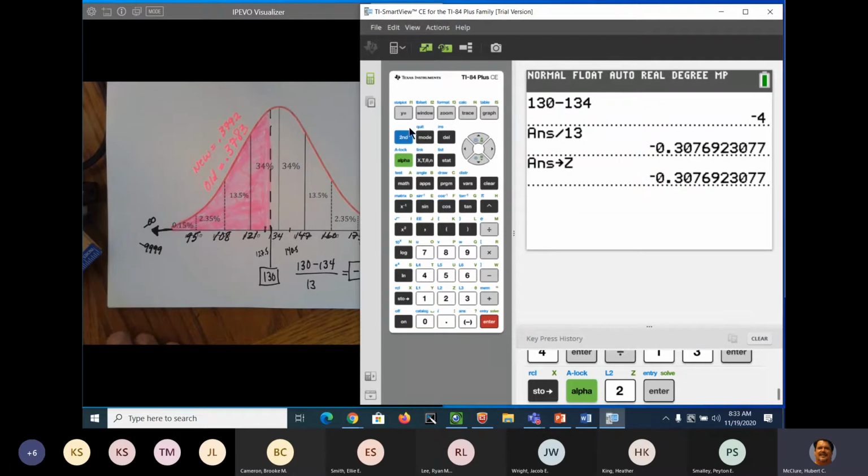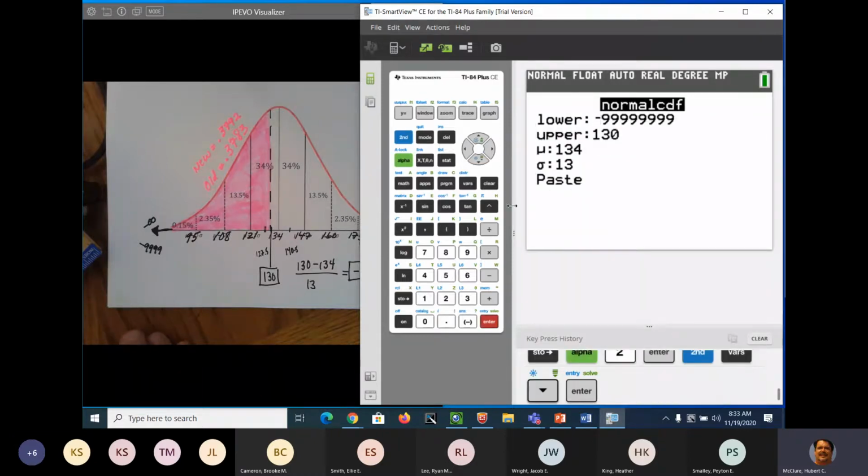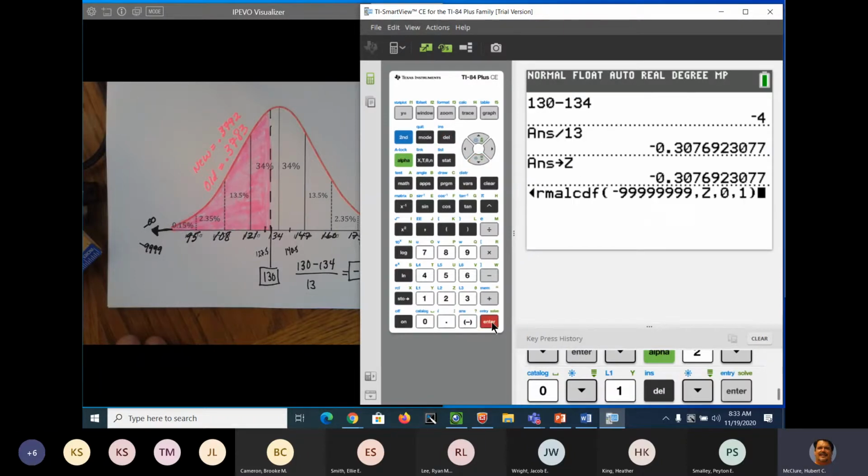So second vars, normal CDF, negative 9999 to alpha z, 0 and 1, and paste. Now, with the older calculator and us rounding off, we got 0.3783. With not rounding off, we get 0.3792. So it does make a difference if you keep it in there.